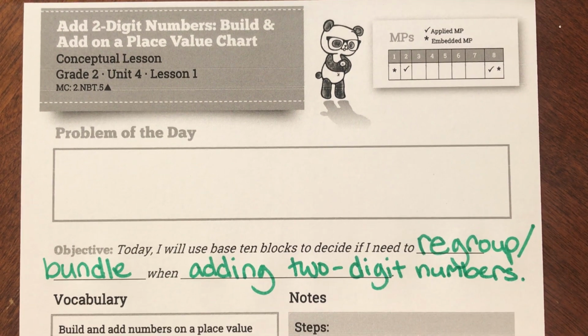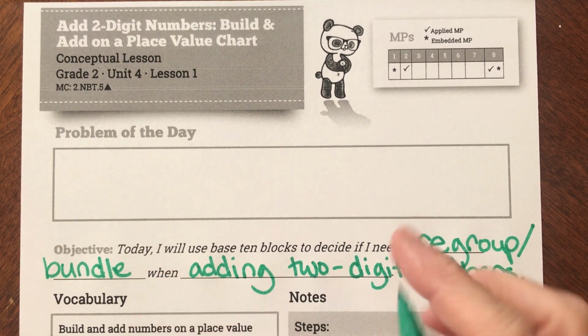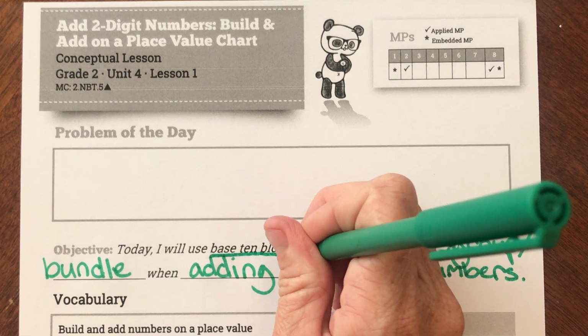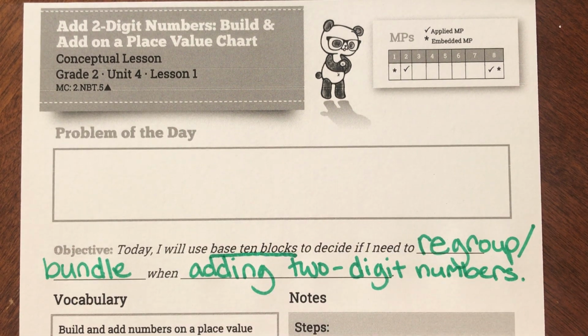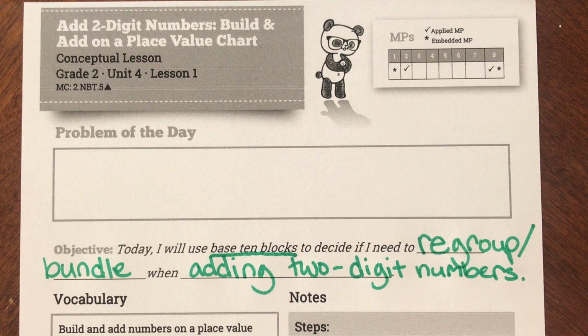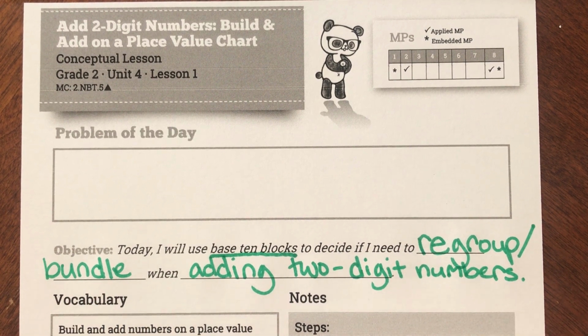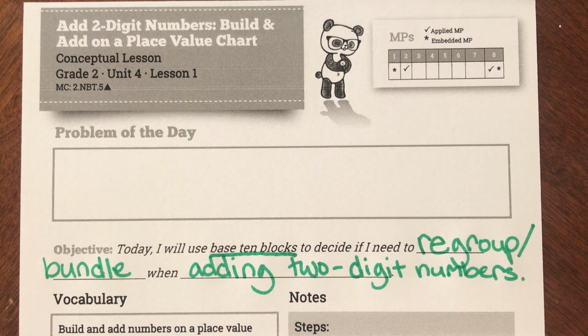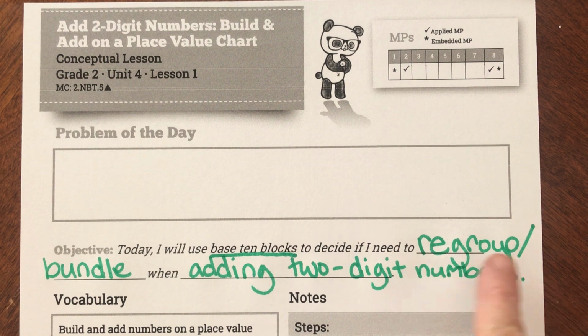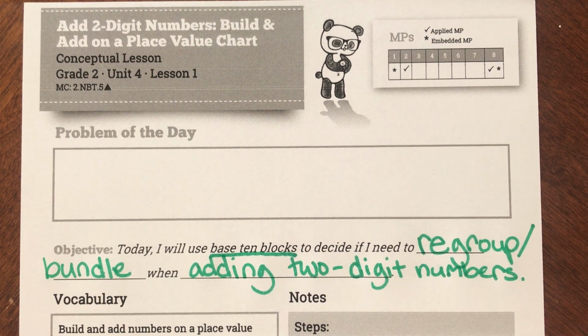Okay, let's look at that a little bit closer. So it says, today I will use base 10 blocks. Base 10 blocks are the pictures that we use to represent numbers. They use them in the example I'll show you, but we're going to draw ours a tad different to decide if I need to regroup / bundle. We put both those words because those are synonyms and we can use them interchangeably. So sometimes we'll say regroup and sometimes we'll say bundle when adding two-digit numbers.